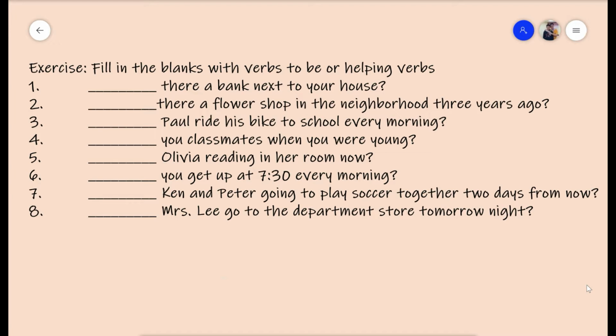The first thing to do, because we are choosing between either to use a verb to be or helping verb, is to look for the time marker in the question.